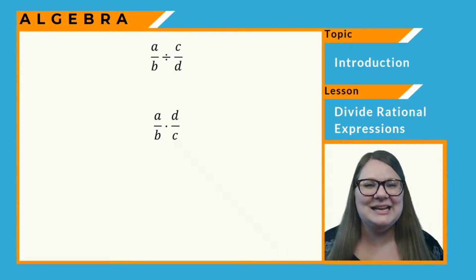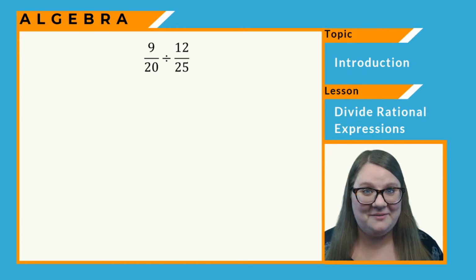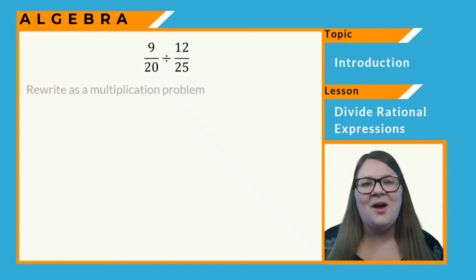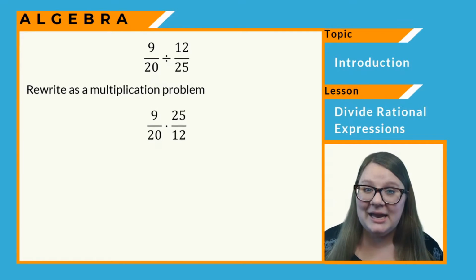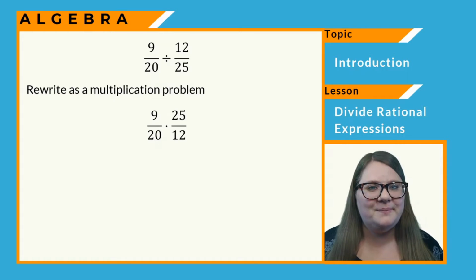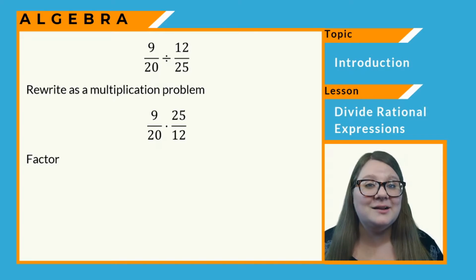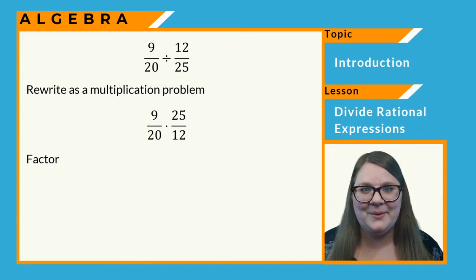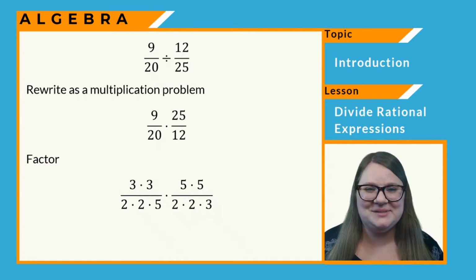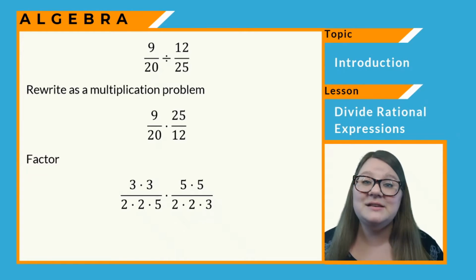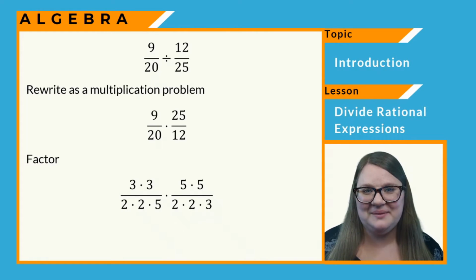Let's take a look at an example. Let's say I have 9 over 20 divided by 12 over 25. Well, I'm going to start by rewriting this as a multiplication problem. I will keep 9 over 20, change to times, and then flip my second fraction so that it's 25 over 12. Now I'm going to factor this completely into its prime components. 9 becomes 3 times 3, 20 becomes 2 times 2 times 5, 25 is 5 times 5, and 12 is 2 times 2 times 3.